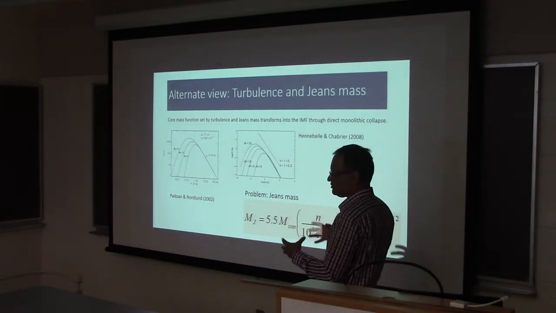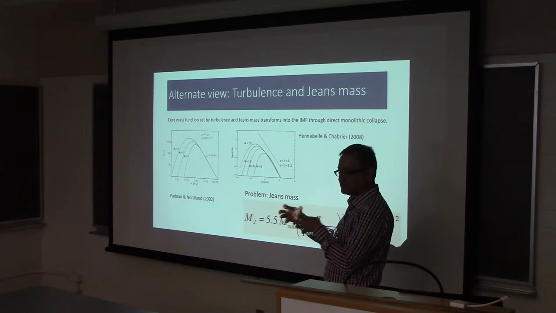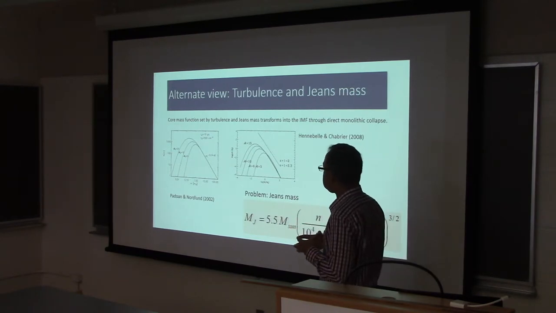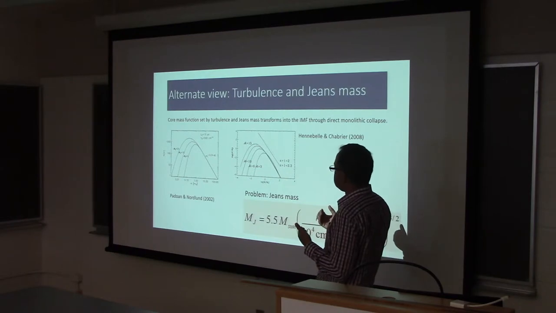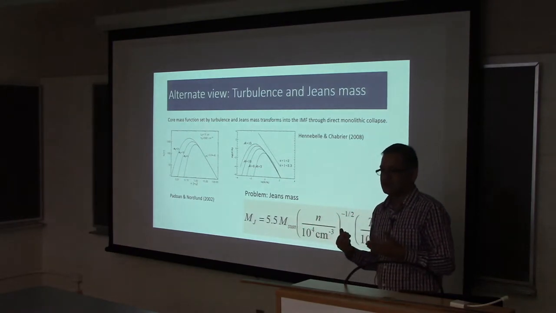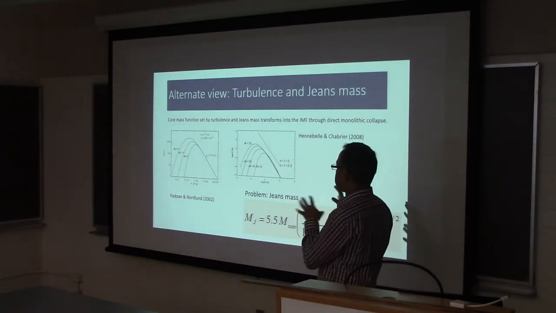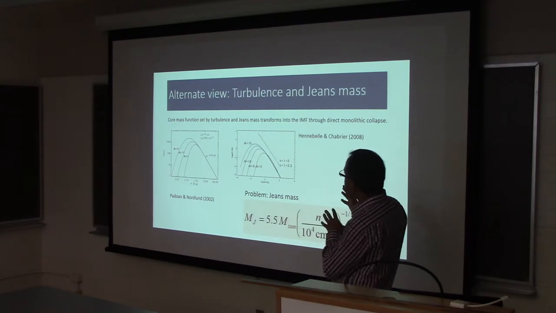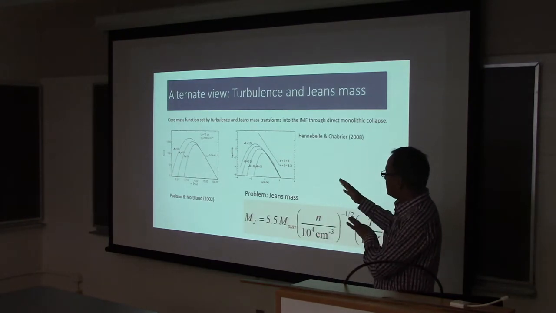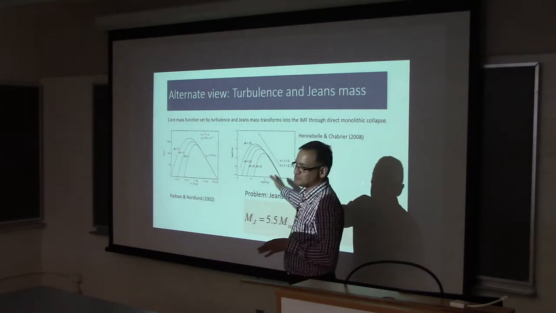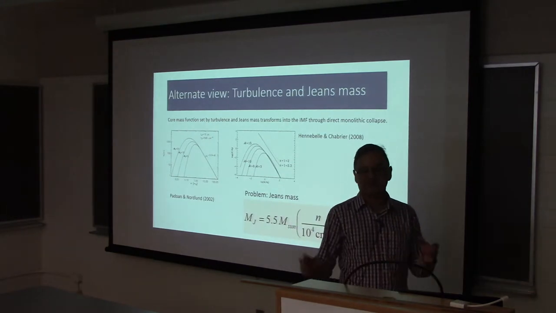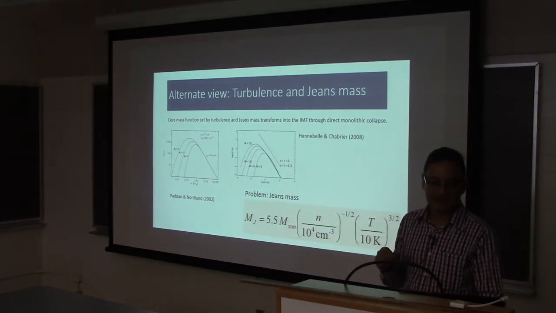And of course, you can do it with very focused turbulent pressure, but it has to be very focused. And it becomes increasingly difficult to explain a large substellar population, let alone the very low mass stars, through this kind of approach. And so this might be, I would say, more strong in arguing for the very large cores, which form very large mass stars, if those indeed form by direct collapse.